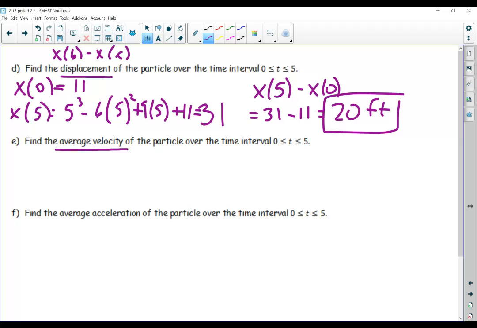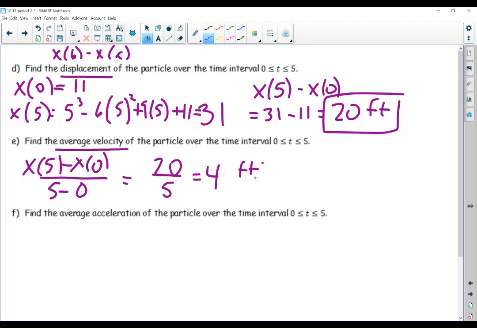Find the average velocity. So the average velocity from 0 to 5 is the average rate of change of position. So to find the average velocity, I'm going to say, okay, what is my change in position over the change in time? Now, team, we just found that change in position. It's 20. Over time 5 gives me 4 feet per second.